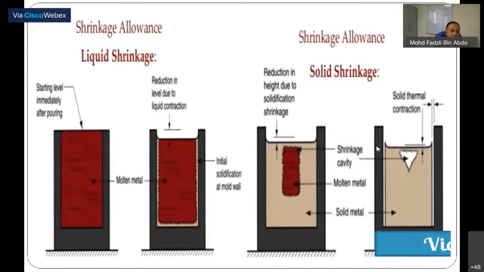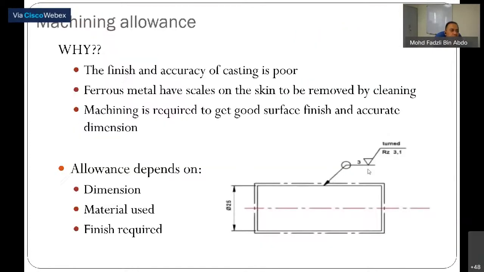Okay, solidification shrinkage. Untuk machining allowance pula, why we need the machining allowance? Because the finish and accuracy of casting is poor, yang kita dah bincang pada chapter 2 dan 3 tadi. The finish maksudnya the completed product, dan juga the accuracy means the dimension. Kalau katalah mold awak buat untuk 10mm tapi bila jadi produk mungkin tak sampai 10mm, mungkin 9mm. So itu disebabkan itu adalah allowance lah.